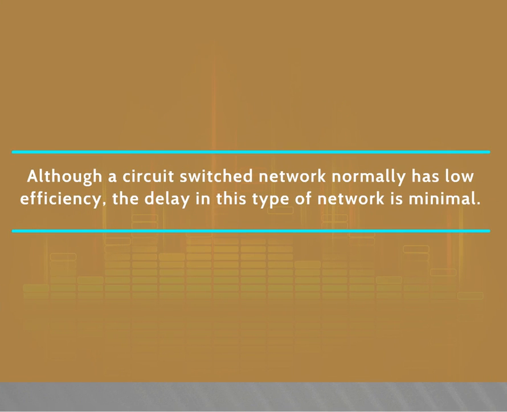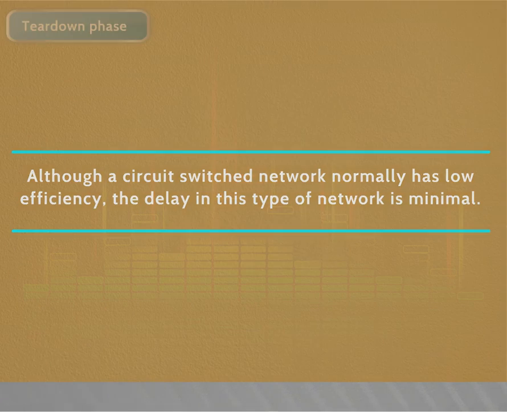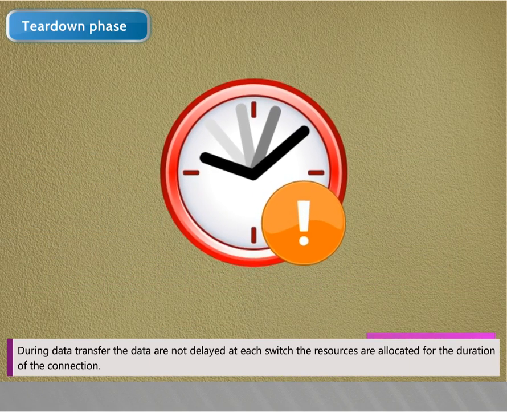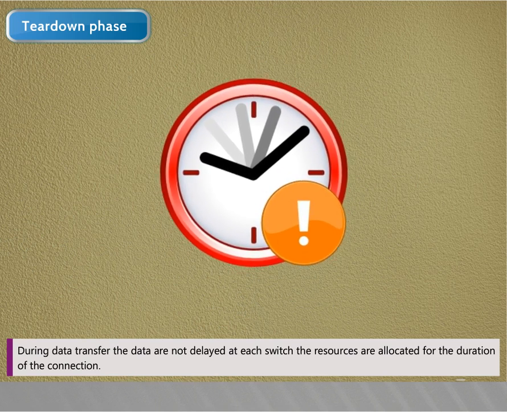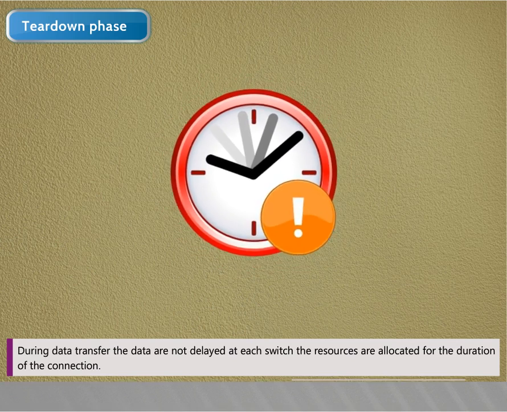Although a circuit switched network normally has a low efficiency, the delay in this type of network is minimal. During data transfer, the data are not delayed at each switch. The resources are allocated for the duration of the connection.